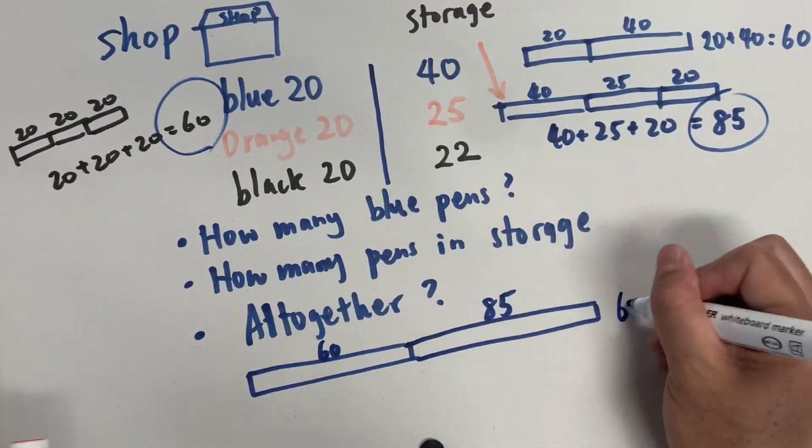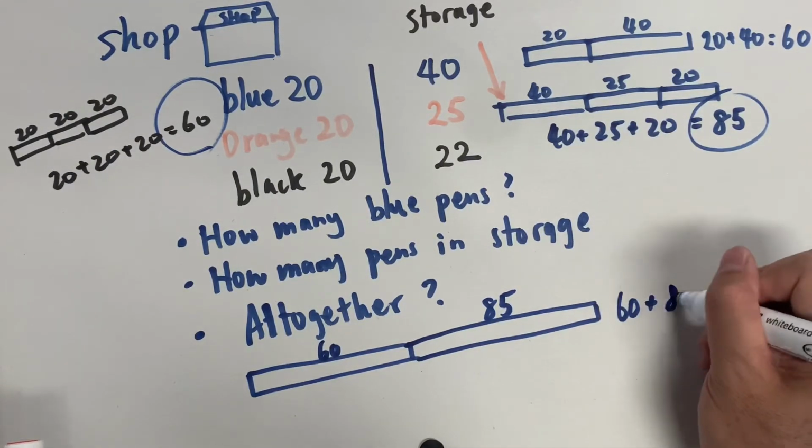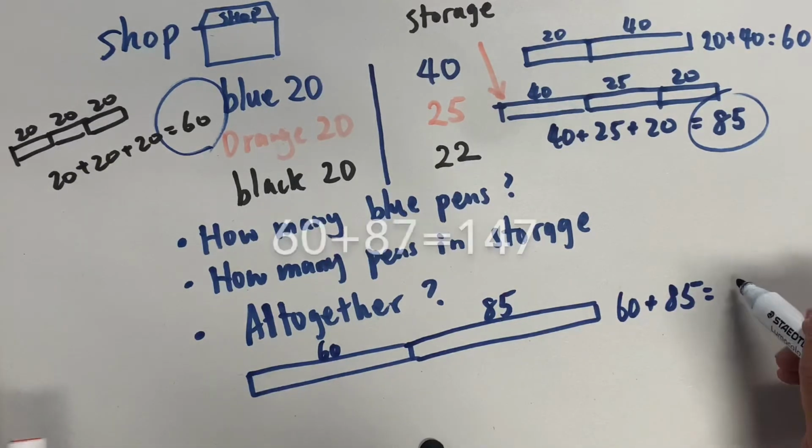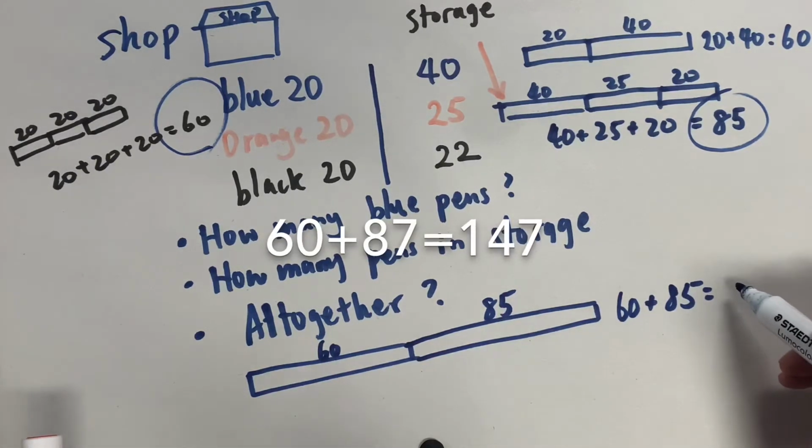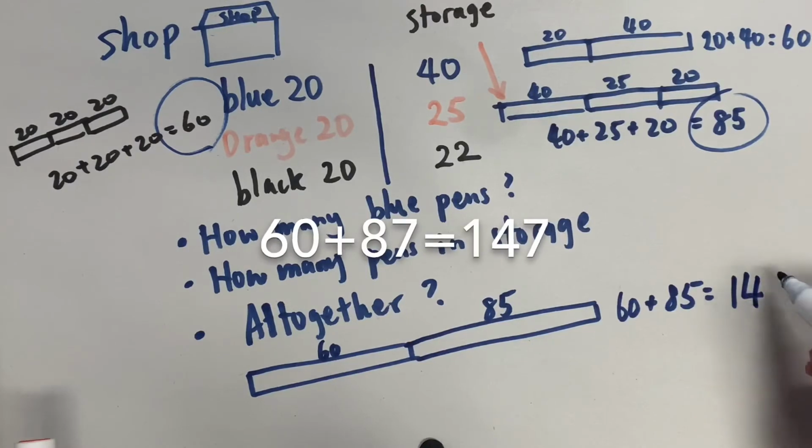So 60 plus 85 is, did you get the answer? That's 145.